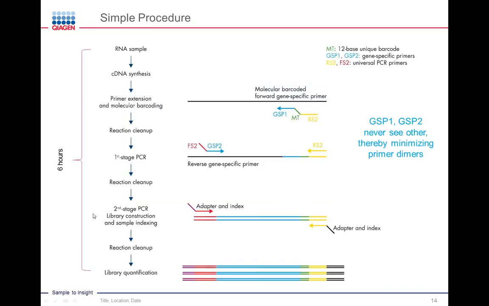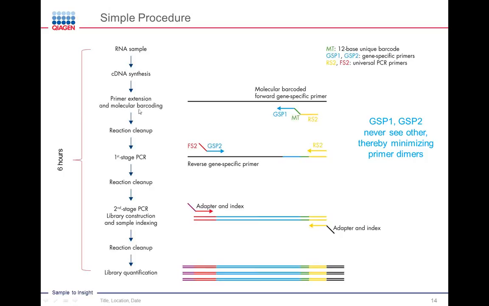So this is how it all works. This is the workflow of the QIASeq targeted RNA panels. You see on the left the individual steps that can all be accomplished in 6 hours, going from an isolated RNA sample all the way to a library that is ready for quantification and sequencing. And on the right-hand side, you see a schematic of all the different steps and how they work. So once RNA is isolated, you go through a cDNA synthesis step. With the cDNA synthesis step, you're just converting all the mRNAs into cDNA molecules.